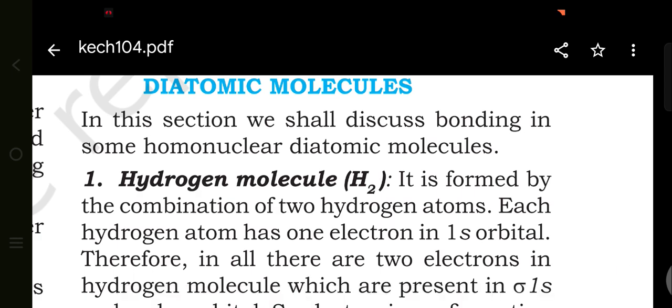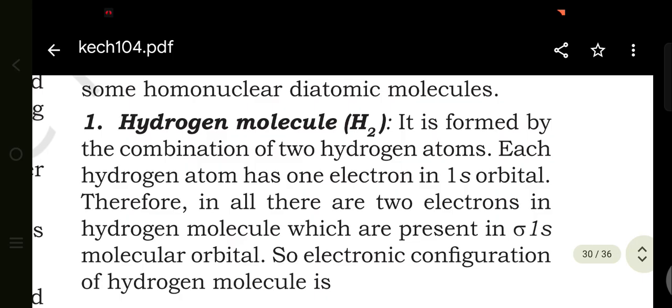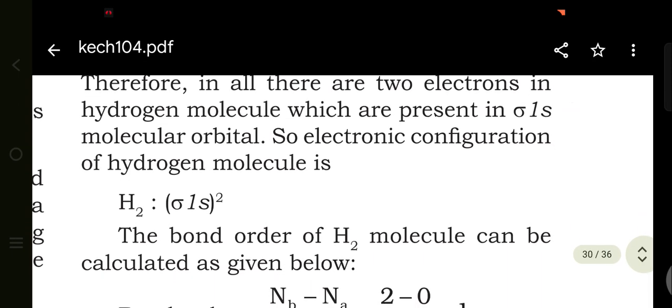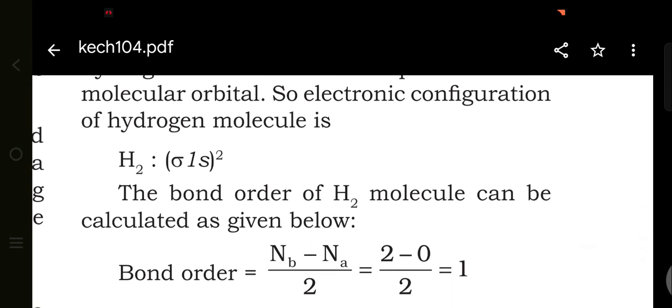Bonding in some homonuclear diatomic molecules. In this section, we shall discuss bonding in some homonuclear diatomic molecules. Hydrogen molecule, H2. It is formed by the combination of two hydrogen atoms. Each hydrogen atom has one electron in one s orbital. Therefore, in all there are two electrons in the hydrogen molecule, which are present in the sigma 1s molecular orbital. So, the electronic configuration of the hydrogen molecule is sigma 1s2.